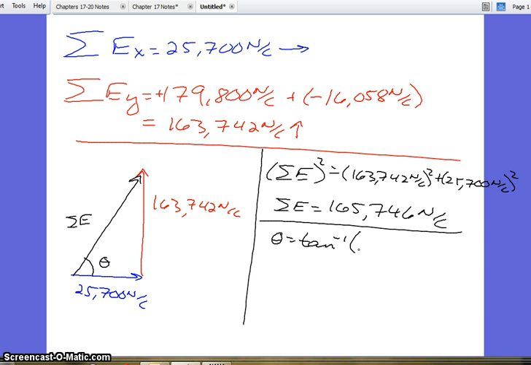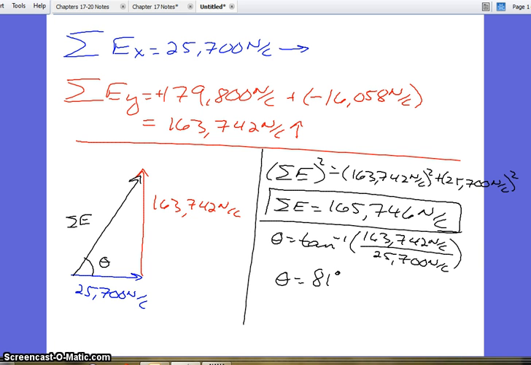Now to get the angle, we're going to again use our inverse trig. So we'll use inverse tangent this time. The opposite side is 163,742. And the adjacent side is 25,700. And so our angle comes out to be 81 degrees. So again, for an electric field, it's a vector, so we need magnitude and we need a direction. And make sure that you label that angle or direction on your diagram.